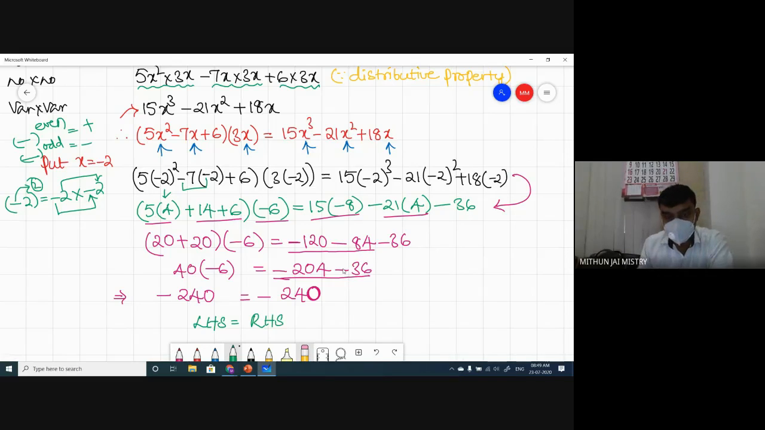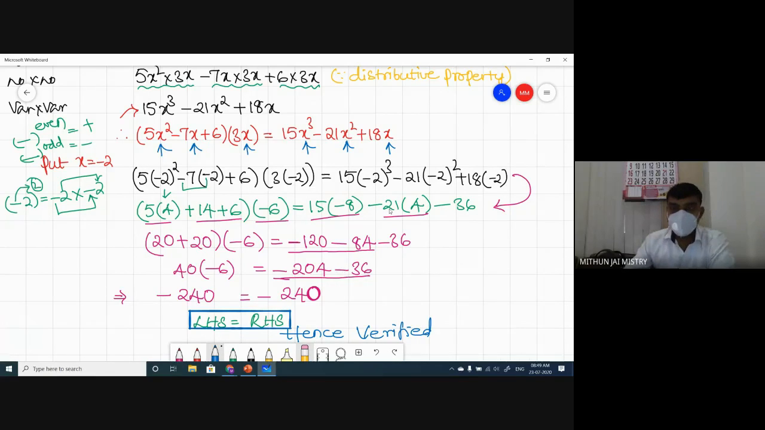So our second task was to verify. And finally, with pride, we can write hence verified. Hence verified. So when we verify, if we are getting LHS equals to RHS, then only we say that it's verified. I hope everybody understood.